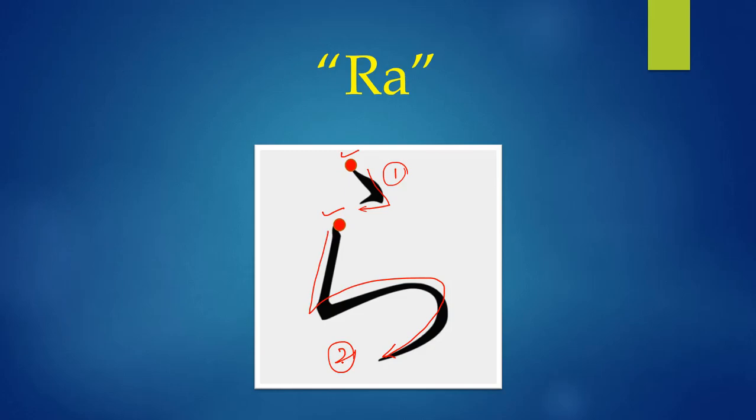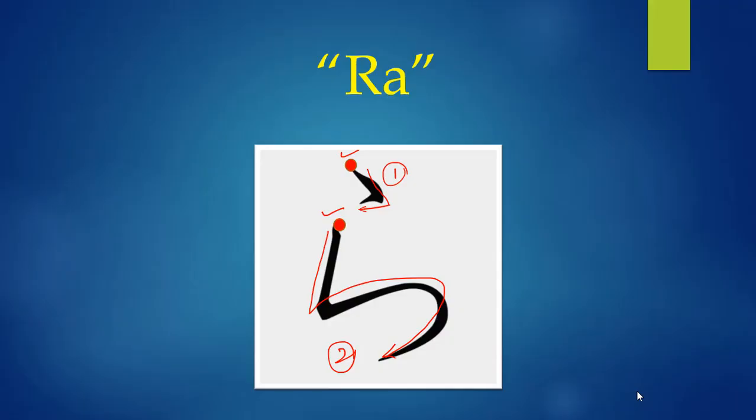Let's see it through a video. This is the first stroke and this is the second stroke. Let me play it again. First stroke and this is the second stroke. So this is the way to write Ra. The next letter is Ri.